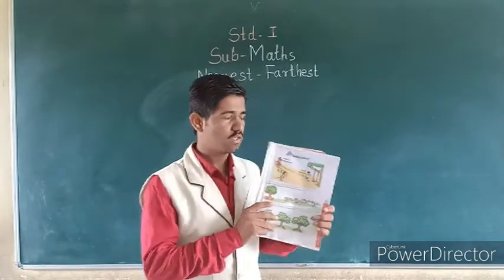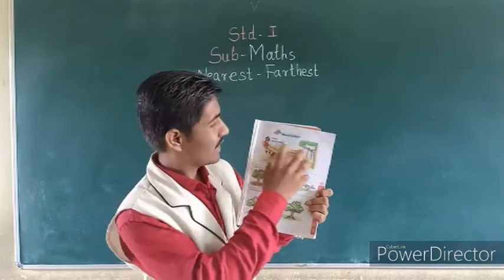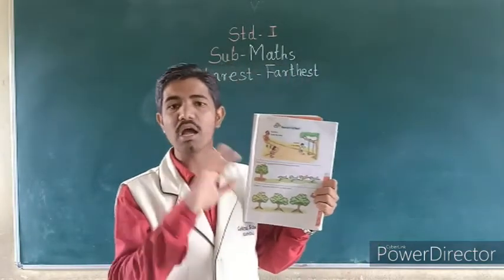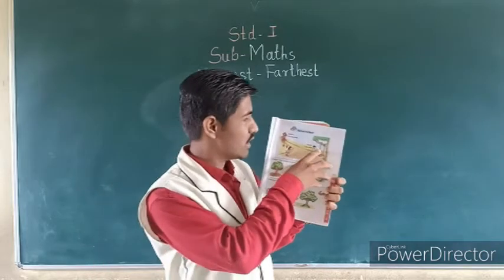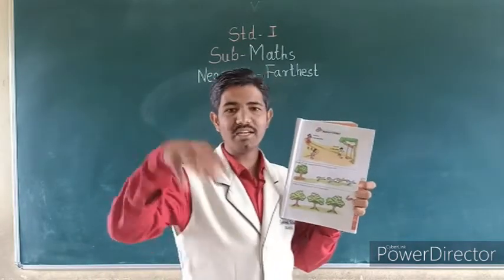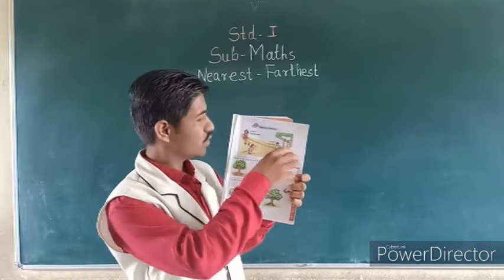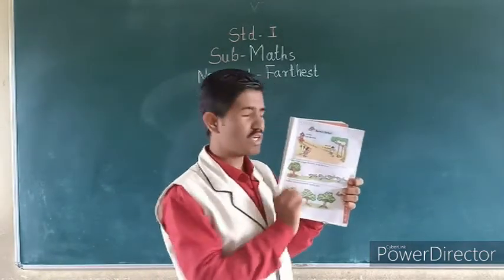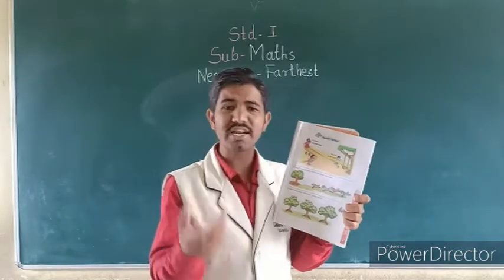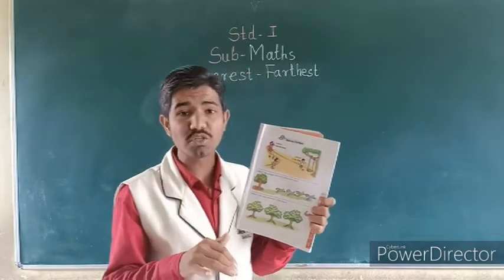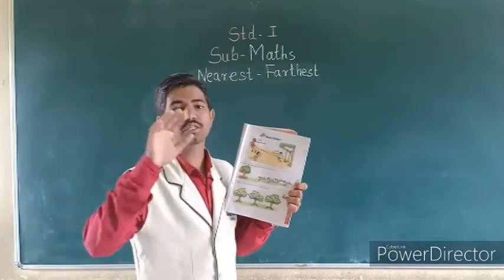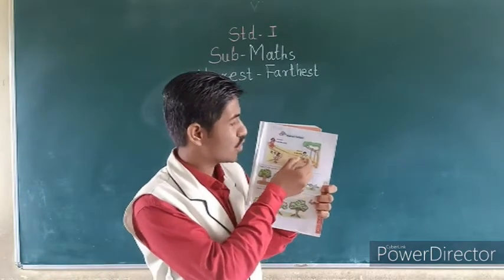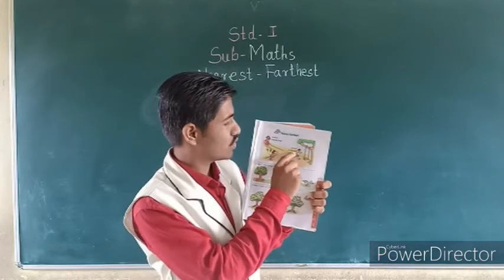Okay, so see here. A few students are playing in the ground. In that ground there is a swing on a tree. Two students are going to that swing. But who is the closest and who is the farthest? You have to tell me. Okay, this child is close to the swing.